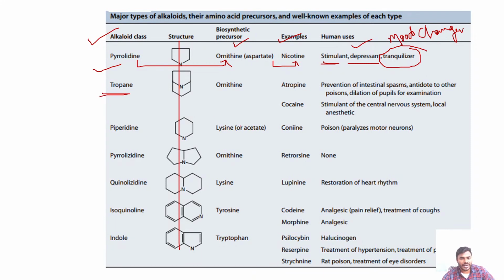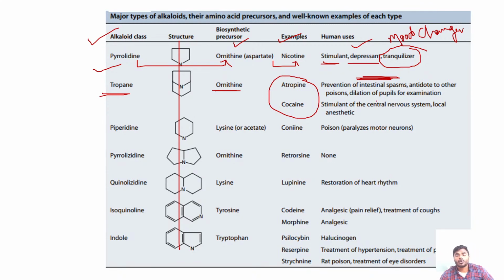Tropane is the alkaloid which, using ornithine as a precursor, synthesizes atropine and cocaine. I already told all of you, atropine is involved in the prevention of intestinal spasm. Spasm means contraction. All the students listen to me carefully. Friends, our muscles are easily movable. They will be in the contraction or the relaxation mode. Contraction, relaxation, contraction, relaxation. But sometimes it happens that they are completely contracted. They won't be relaxed.